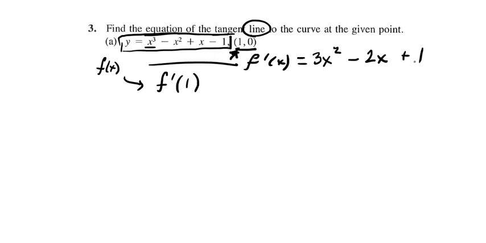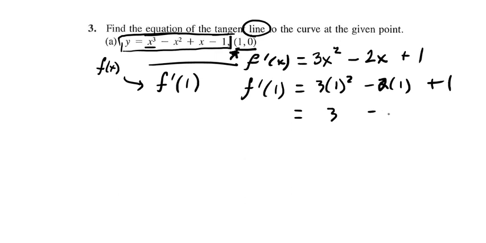I can find the slope of the tangent line at any point on this curve if I just put in the x value, and that'll give me the slope of the tangent line. So I want the slope of the tangent line at x equals 1. Which is what? 3 minus 2 plus 1. Which is what? 2, right? So that is going to be the slope, which is f prime evaluated at 1. That's the first step. You good with that?